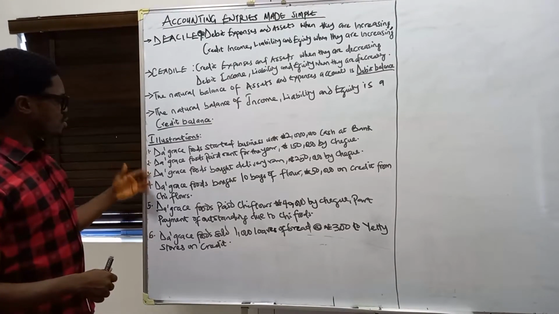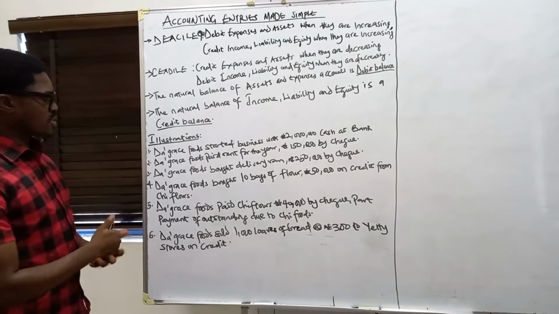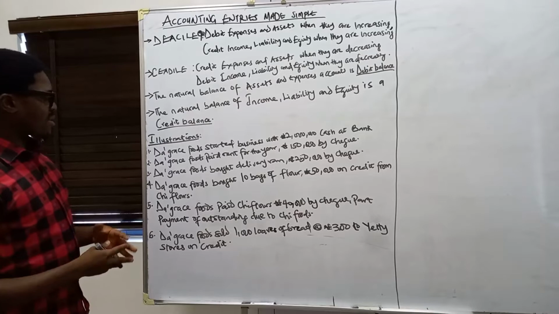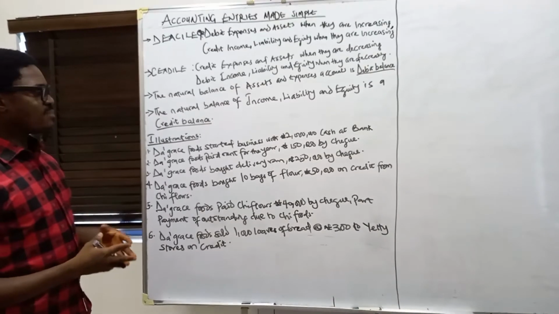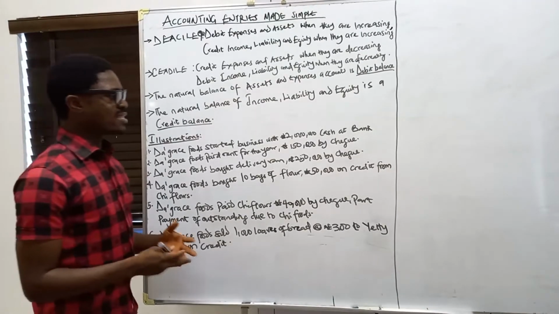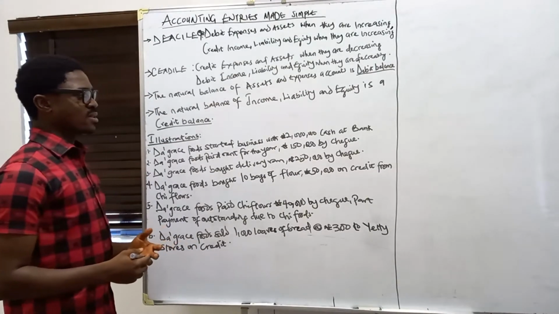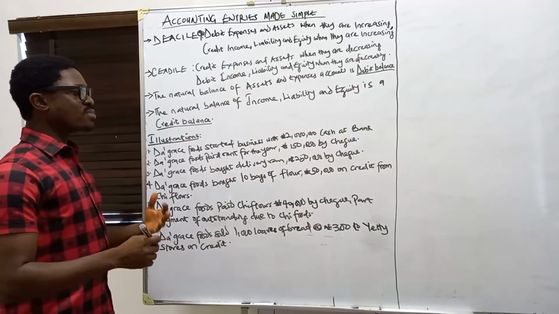Having said that, we use these scenarios to buttress what has been said earlier. Number one, Grace Foods started business with 2 million naira cash.